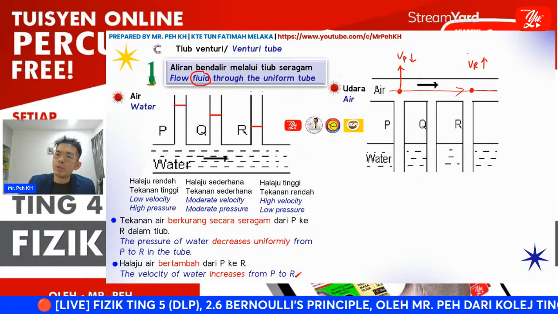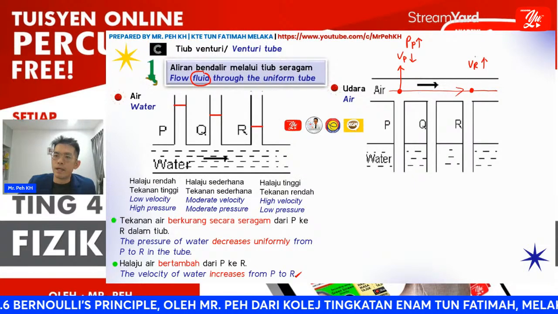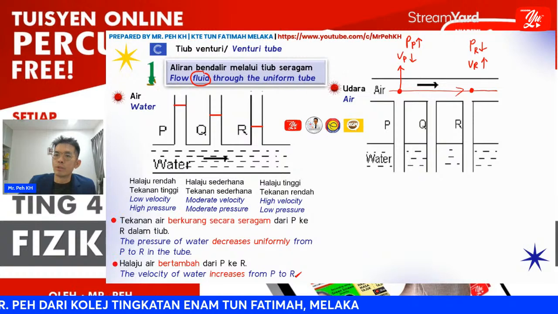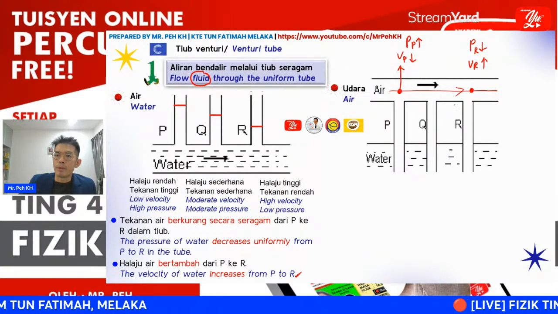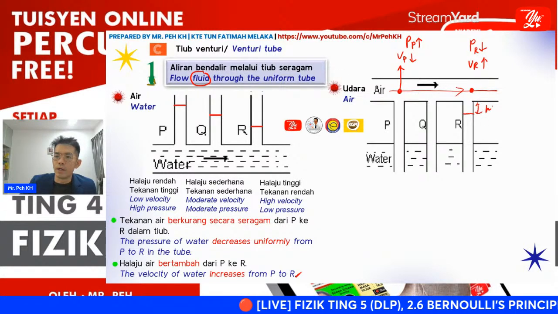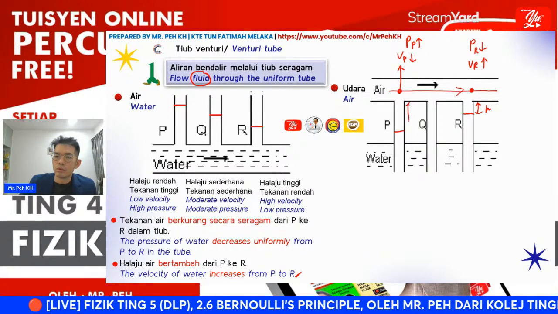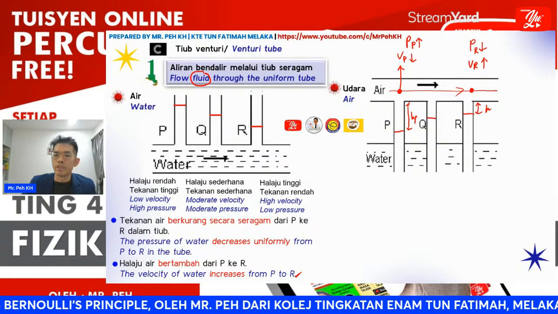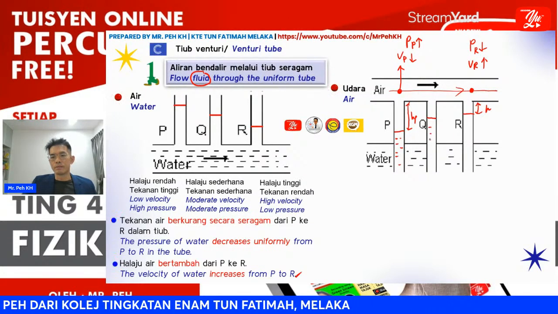The pressure at P will be highest, then the pressure at R will be lower. So here will be the air pressure. Air pressure is lower, so the height H here will be lower compared to the H for P. So we expect the level of water will be this.